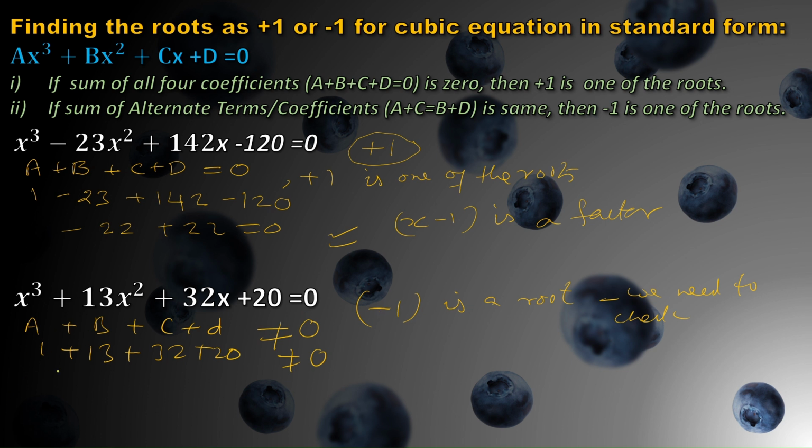In order to have minus 1 as the root, the condition is the sum of alternate coefficients. The first one and third one, and the second one and fourth one. So we can take the sum: 1 plus 32, and here 13 plus 20. You can see clearly both are equal to 33. That means the sums of alternate terms are equal. So if the sums of alternate terms are equal, we can conclude minus 1 is one root, or we can say x plus 1 is one factor. So based on this logic, we will go to our next point.